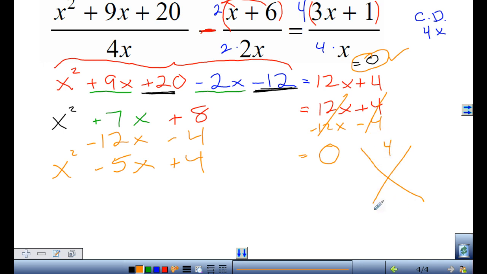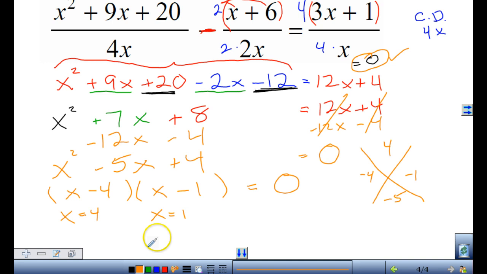What multiplies to 4 and adds to negative 5? Negative 4 and negative 1. Good. And what minus 4 is 0? 4 minus 4 is 0. What minus 1 is 0? 1 minus 1 is 0. So same as the last one, we got our 2 answers.